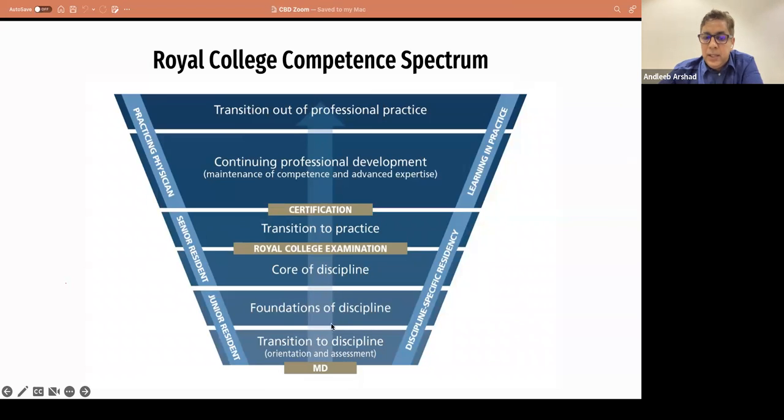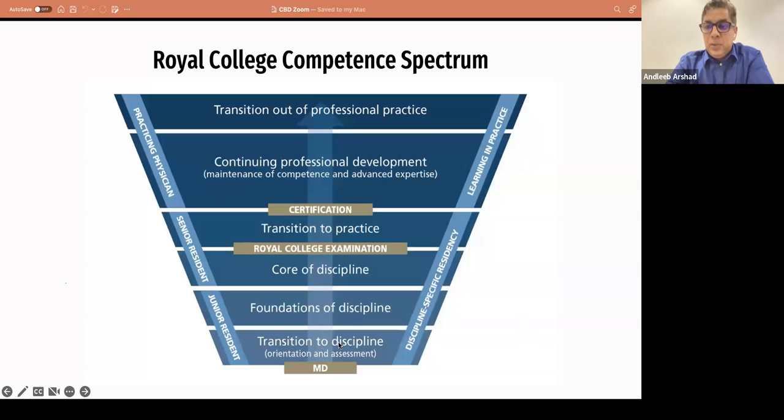The second stage, they would say, is foundations of discipline. The third is core of discipline. And then they take an exam. The Royal College takes an exam in the middle, at the end of the 4th year, where the core of discipline is finishing for the specialty training. And then the last year is transition to practice. When they finish the final year, they are certified to be specialists, right? So this is something for postgraduate education training.